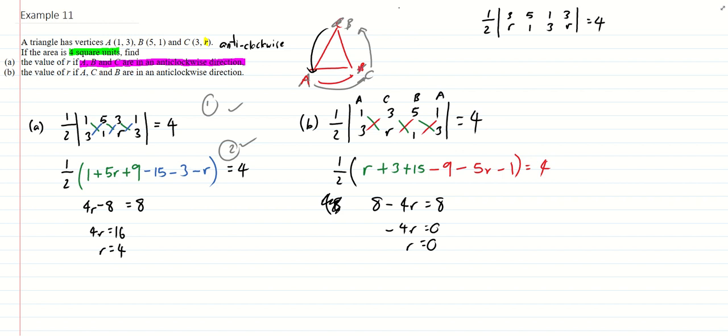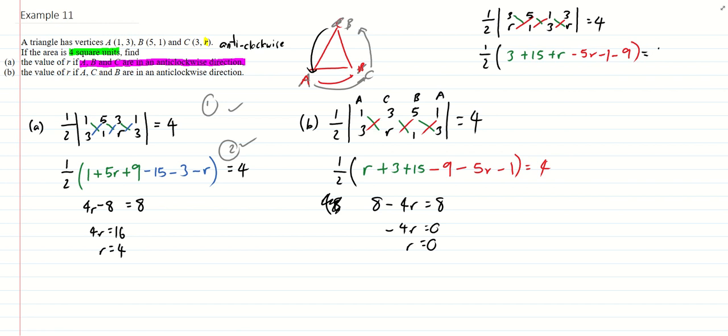Okay, so again we do the positive first, so half bracket. So let's do all the positive first. So 3 times 1, 5 times 3, and 1 times r. So we have 3 plus 15 plus r. Okay, and then we do all the subtraction. So minus 5 times r, so minus 5r, minus 1 times 1, so minus 1, and minus 3 times 3, which is minus 9. Okay, and then equals 4.